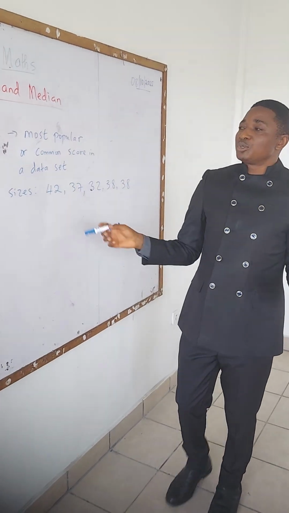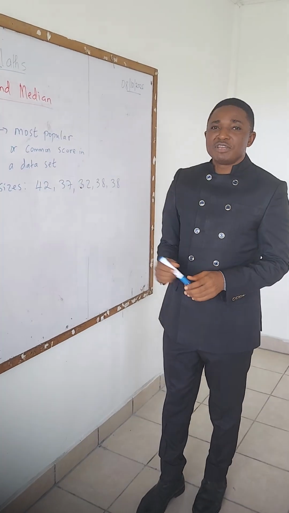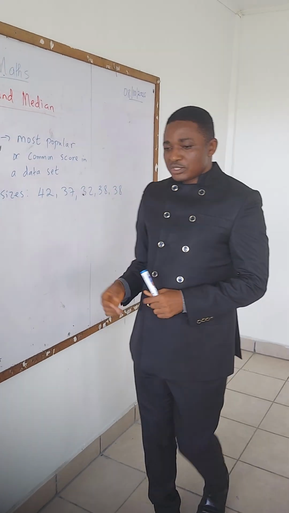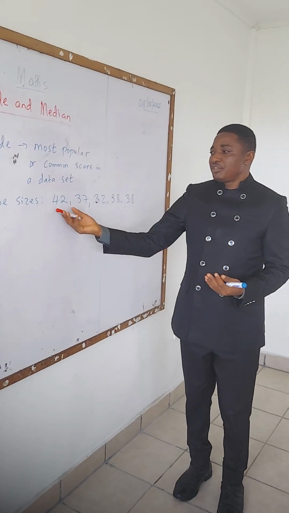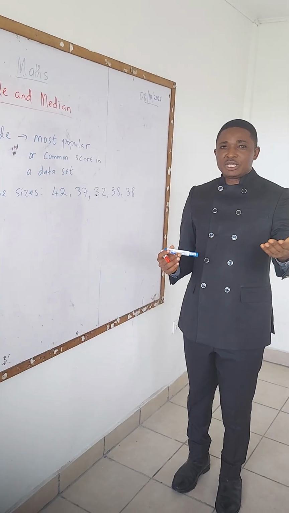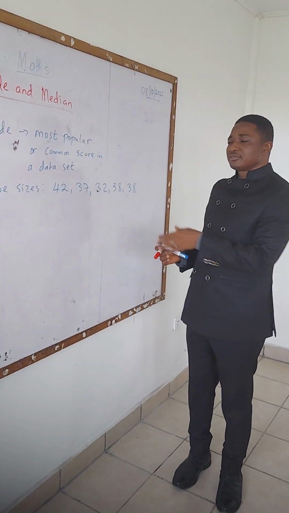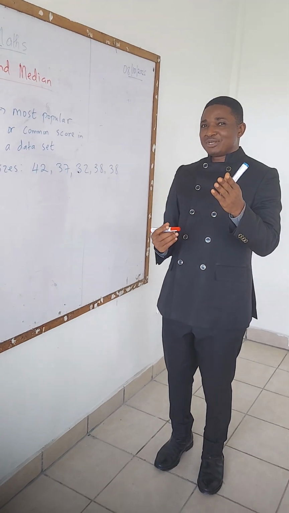How do we find the mode? Remember, the mode is the most popular or common score in a set of data. So these are shoe sizes. For us to know the mode, we have to find out which of these shoe sizes occurs most frequently. Can you think about that? Suppose you should have found out.